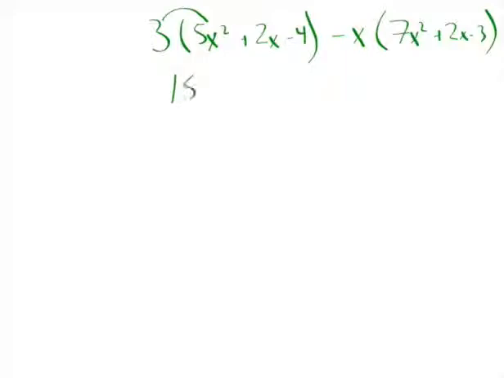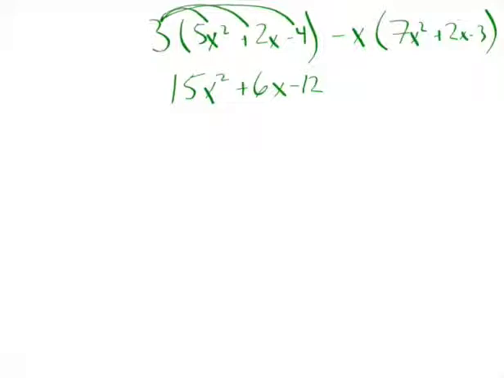Okay, so that turns into 15x squared for the first term. We're going to multiply the 3 times the second term. So we have positive 3 times positive 2x, so that's going to become positive 6x. And then we're going to multiply the 3 times negative 4, and so that's going to become negative 12.